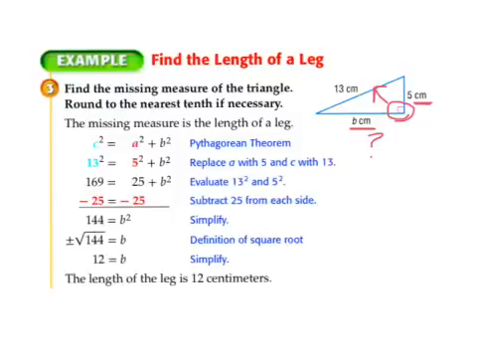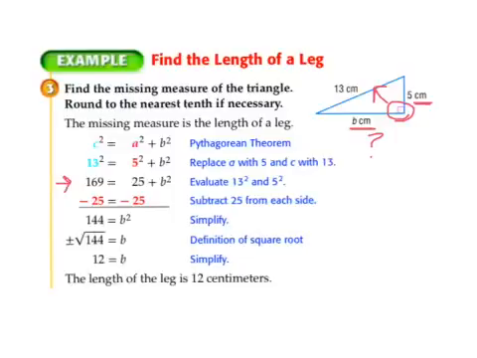We know one of the legs is 5, and we're trying to find the other leg. So I'm going to leave that other leg as b. Let's square everything we know. So 13 squared is 169. 5 squared is 25. Now at this point right here, we're trying to solve for b squared.